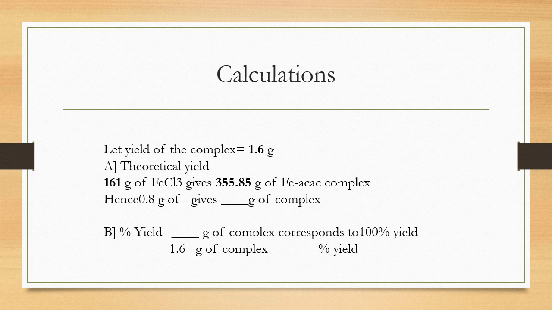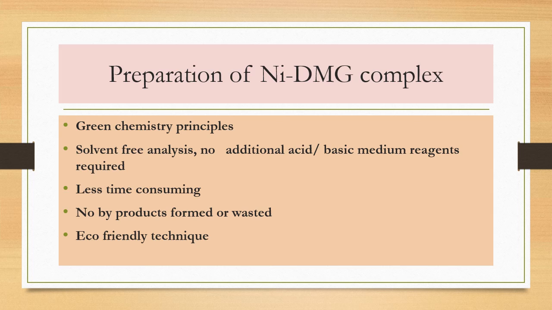For calculation there are again two parts, theoretical yield and percentage yield. To calculate theoretical yield one should know the molecular weight of the complex. The molecular weight of the complex is given, and from that you can find out the theoretical yield. Once theoretical yield is calculated, using that, percentage yield can be found out by knowing the weight of the complex.